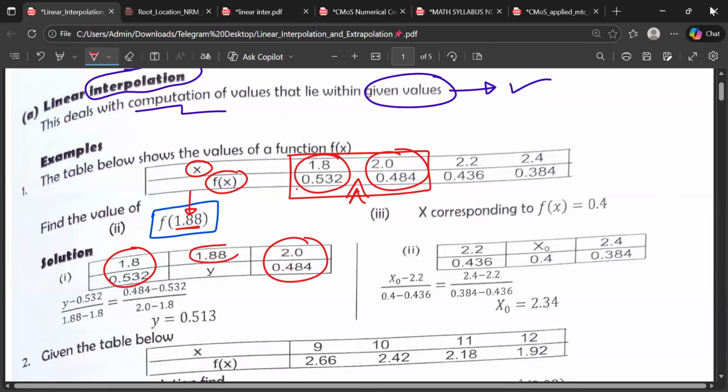That's why we are having it in the first row. Then down we are having our y. And you know how to do the manipulation. I will not go into that.